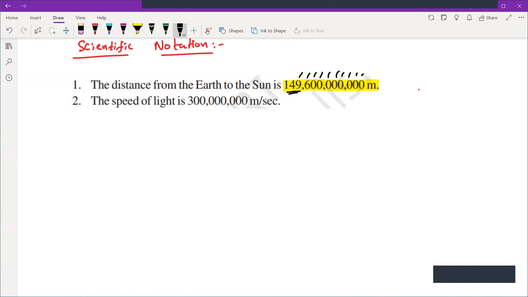But if you use the scientific notation, let's see how it is. First, write the digits: 1496 multiplied by 10 to the power of, how many zeros are there? 8. How many zeros there are, you write that as the exponent. That's all. So it is easy for us to read, right? 1496 into 10 to the power of 8 meters.